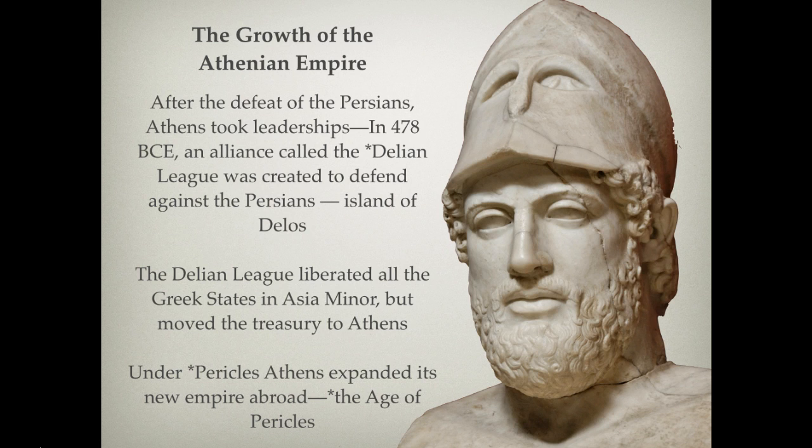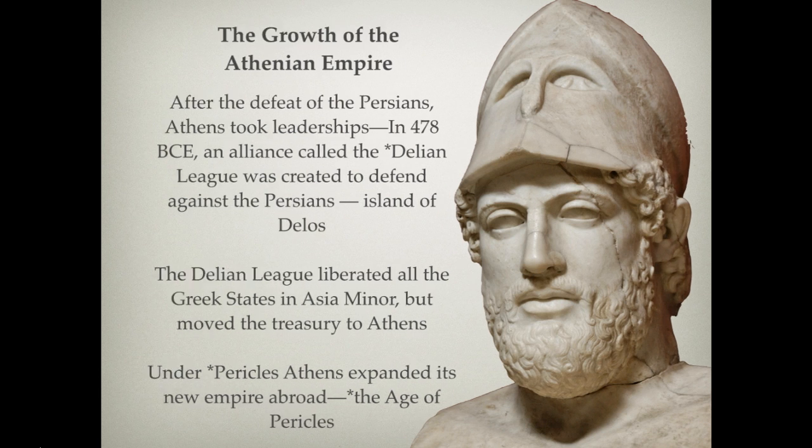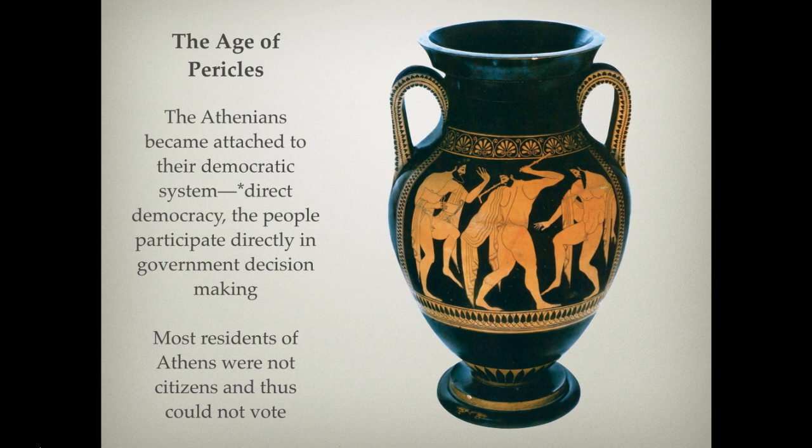And under Pericles, Athens expanded its new empire abroad, and this expansion of Athens into this classical golden age was known as the Age of Pericles. Now, the Age of Pericles saw the explosion of what we would normally characterize as Greek culture. The Athenians became attached to their democratic system, and direct democracy cropped up.